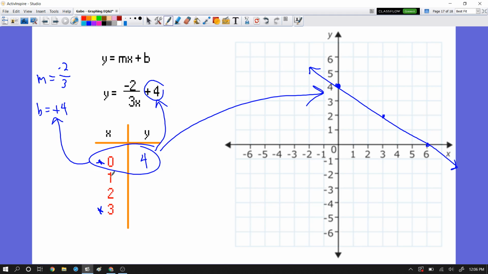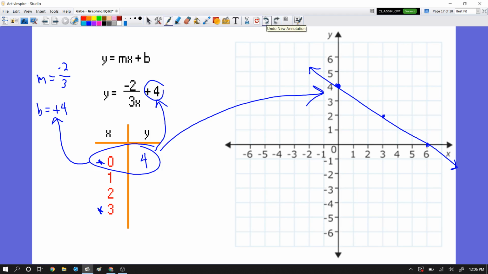Now let's just hypothetically do 1. A negative 2/3 times 1 would be negative 2/3 plus 4, which would be 3 and 1/3. Now I'm not plotting 3 and 1/3, but you can see that it kind of looks like it is at 1, 3 and 1/3. It's like right there, right? That is not accurate to me.